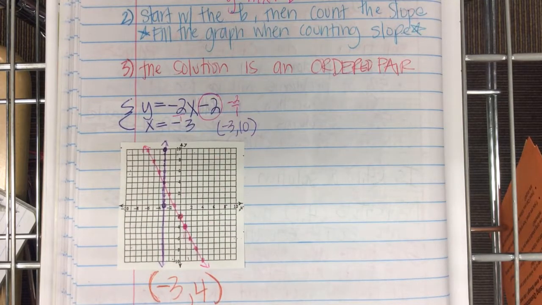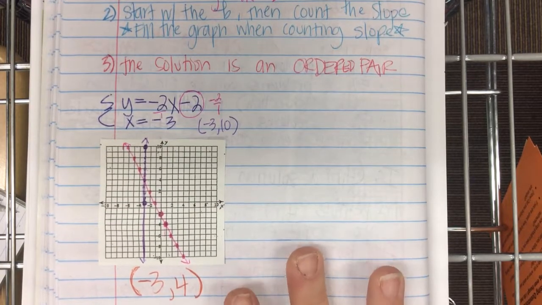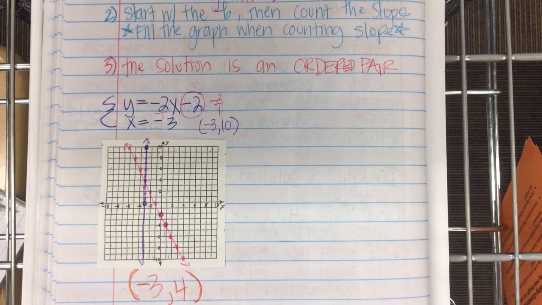Do we have any questions on finding, like, the substituting ones, like the systems of equations? Yeah, you'll have a little bit of both.